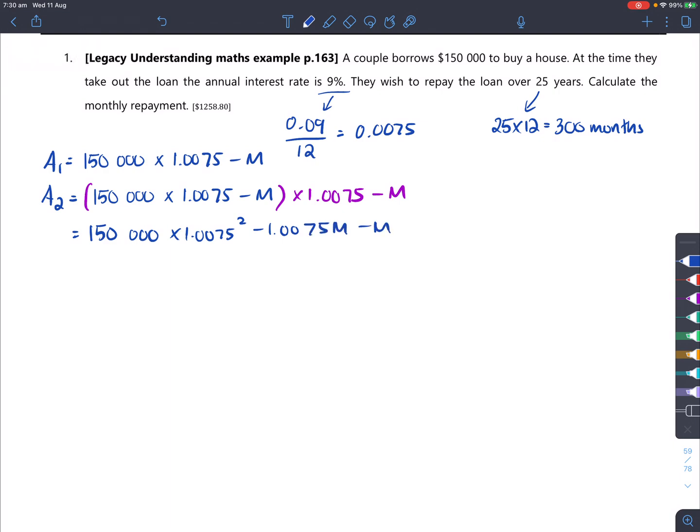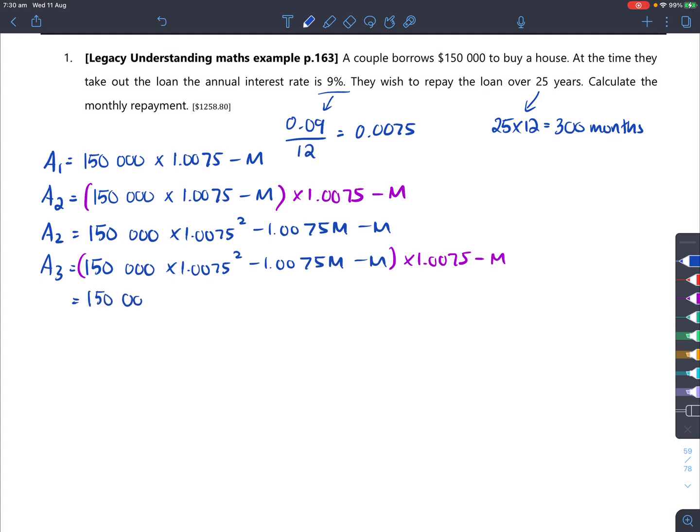And I would recommend finding out A3 as well. So A3 will be A2's amount, which I'm just going to copy here. And we're going to do the same thing, which is multiply by 1.0075 minus M. And that will get us 150,000 times 1.0075 cubed minus 1.0075 squared M, and so forth.